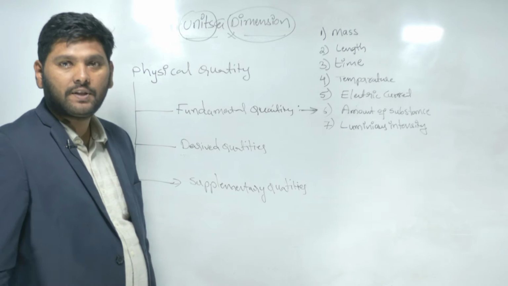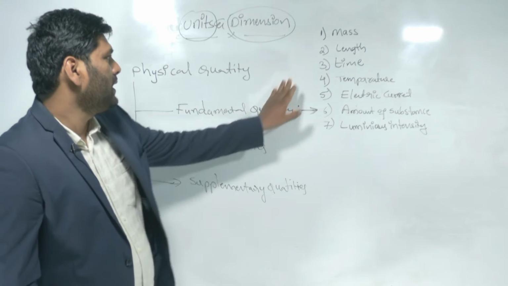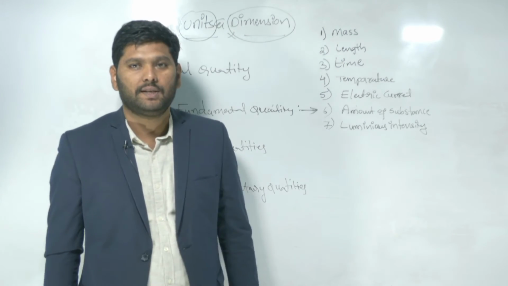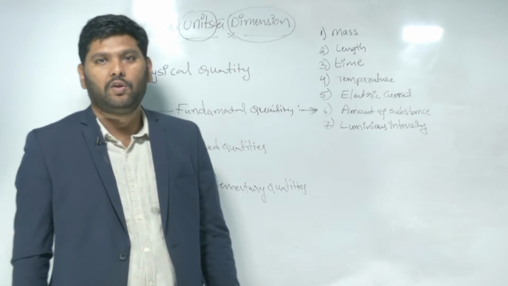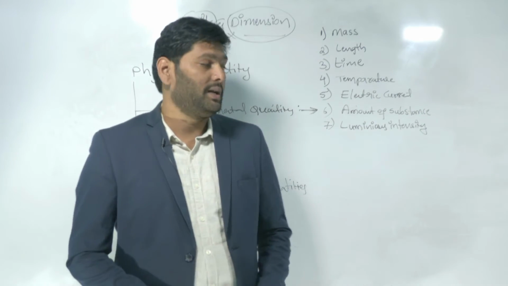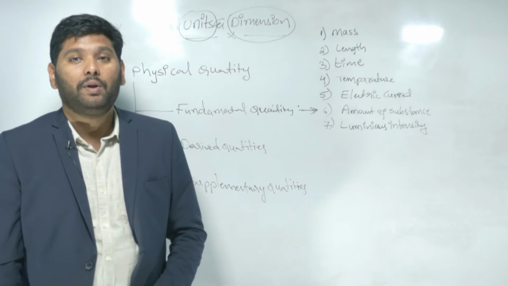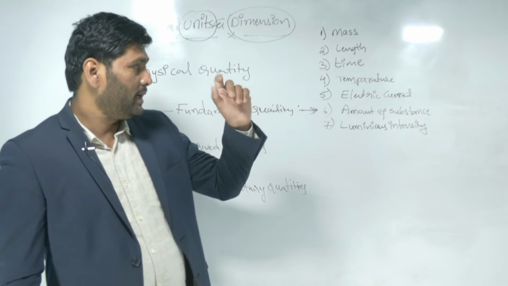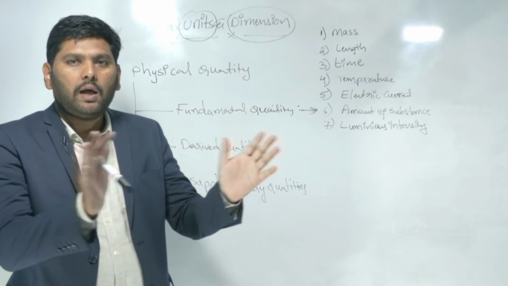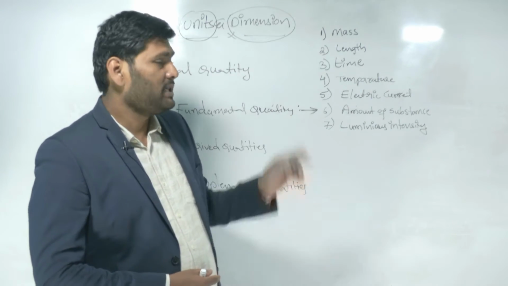Understood, children? You got it now. Next, these quantities do not depend upon any other quantities. Understand? Mass cannot depend upon any quantity. Time also does not depend upon any other quantity. Even luminous intensity does not depend upon any other quantity. Look here. Mass, in our daily life, all substances have mass.